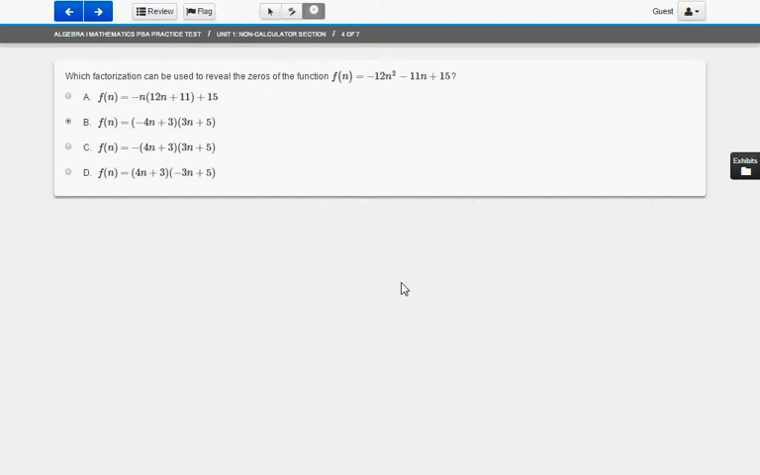Okay, I am now going to work out question number 4 on the performance-based assessment for Algebra 1 using the Park Online Practice Test. The question asks us which factorization can be used to reveal the zeros of the function f of n equals negative 12n squared minus 11n plus 15.